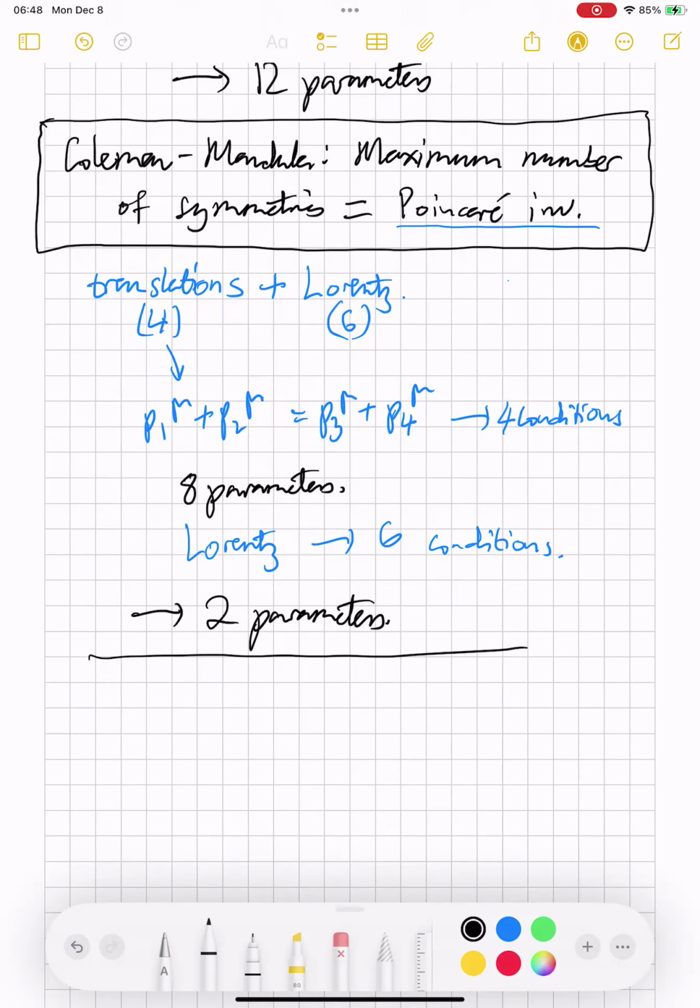What I would suggest, we've gone through this very quickly. There are so many things that you could have said in addition. So I would suggest you look this up on Wikipedia or something like that and just read through what the Coleman-Mandula theorem says, or take a look at a textbook. I would just like you to be familiar with this idea that there is actually a maximum amount of symmetries that you can have in a theory, and that's given by the Poincare group.